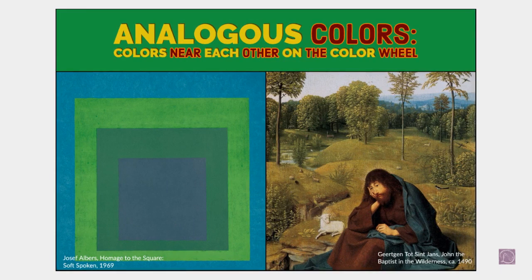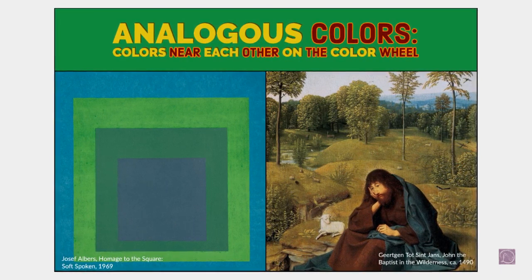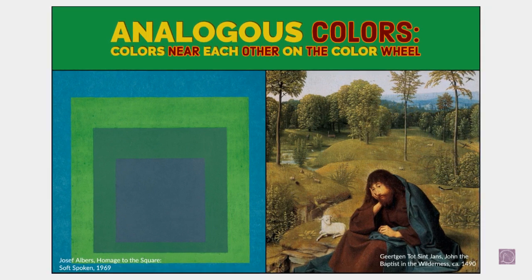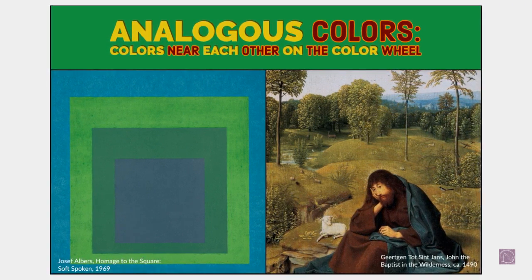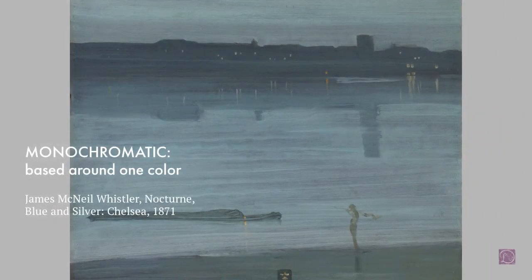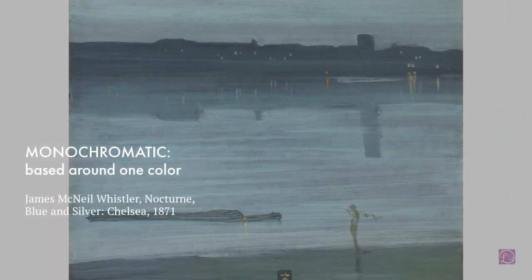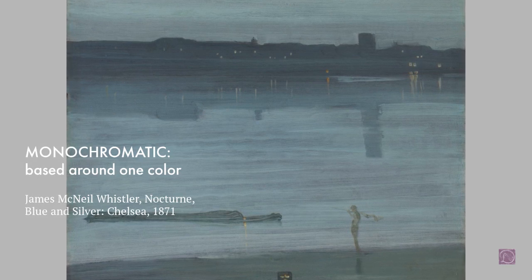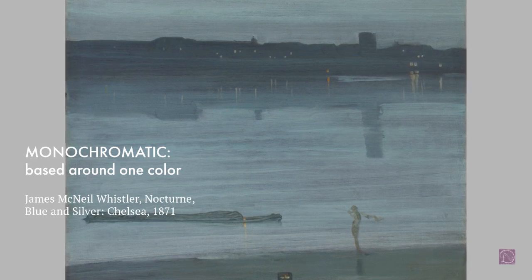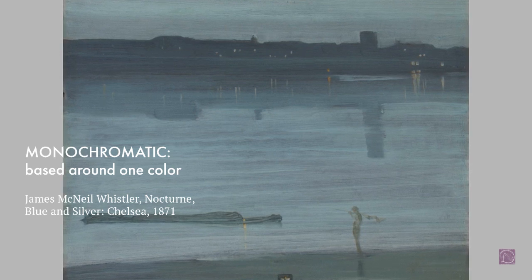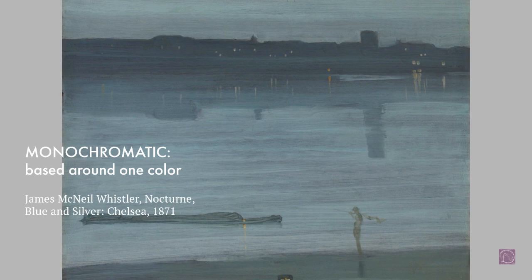Here are two examples of art that have used analogous colors from the cool side of the color wheel. Notice again the use of the blues and greens together. Very harmonious. Here, James Whistler has used a monochromatic color scheme, which means it's based mostly around one color, plus the use of white and black and grays in that same color scheme.